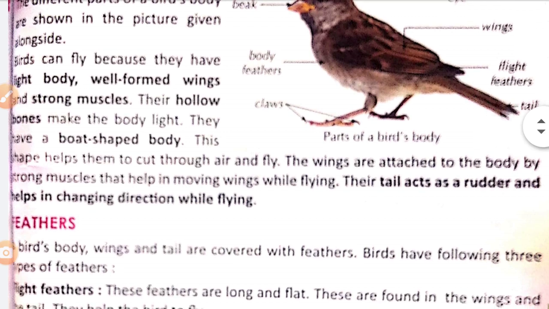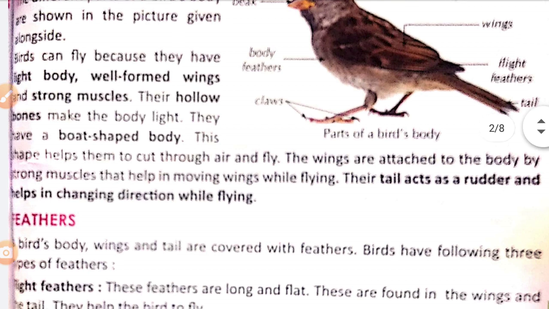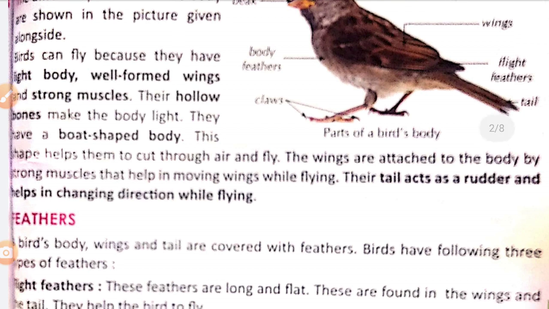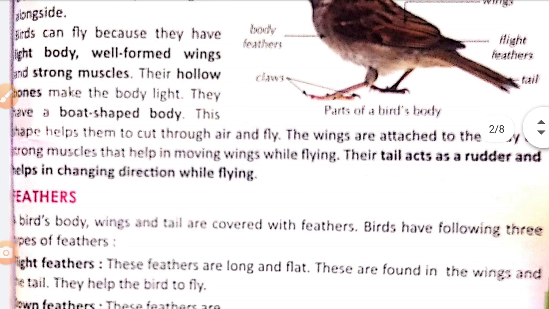Their hollow bones make the body light. हमारे बोन्स हैं वो स्ट्रॉन्ग होते हैं, लेकिन बर्ड्स बोन्स आर हॉलो, मतलब अंदर से हॉलो होते हैं. मतलब क्या बोलेंगे इसे, उसे अंदर से हमारे बोन्स होते बहुत ही स्ट्रॉन्ग होते हैं. आप लोगों ने देखा होगा, मैंने दिखाया है, नेक्स्ट लेसन में आपको समझ में आ जाएगा.